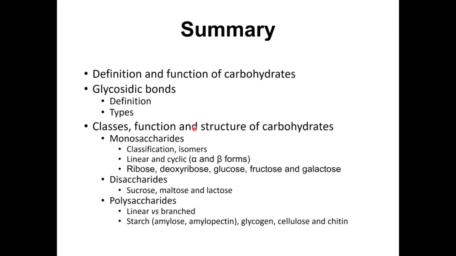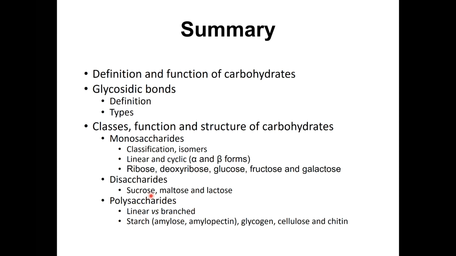So we talked about monosaccharides, focusing on ribose, deoxyribose, glucose, fructose, and galactose. We also defined isomers, optical isomers, structural isomers, and so on. And then we talked about how the cyclic form is produced, starting from the linear form, giving origin to alpha or beta forms of different monosaccharides in the cyclic form. Then we moved to disaccharides, focusing on the structure of sucrose, maltose, and lactose. And then we finished by talking about polysaccharides.